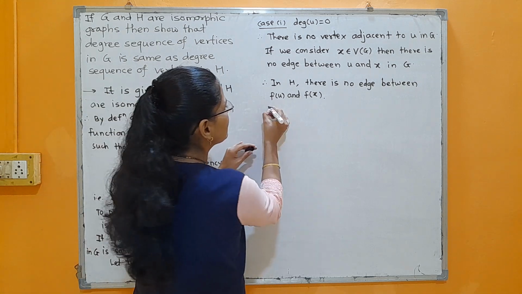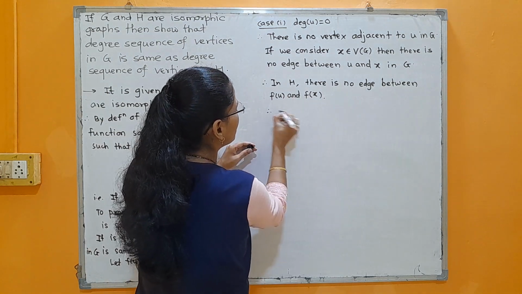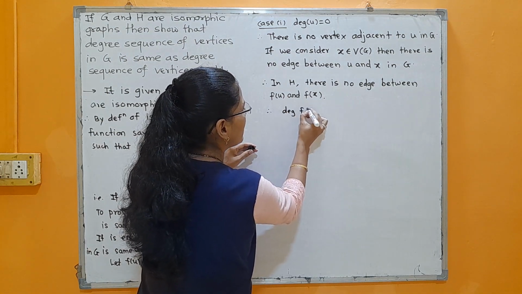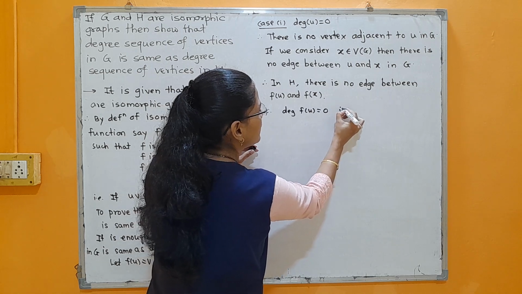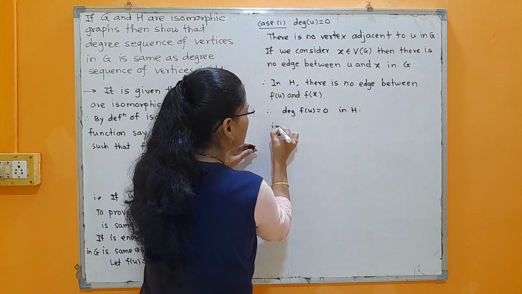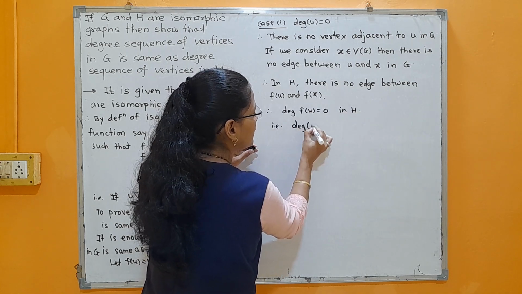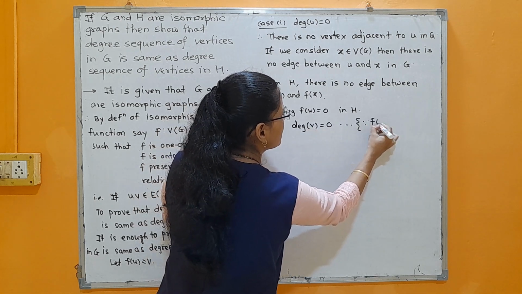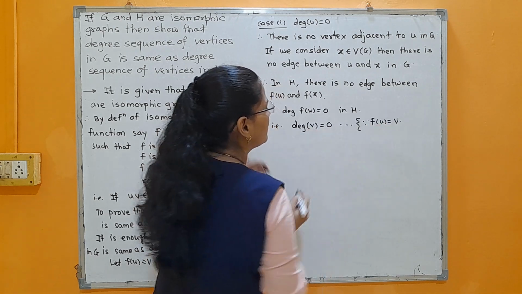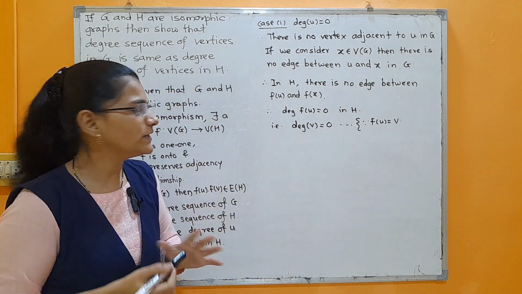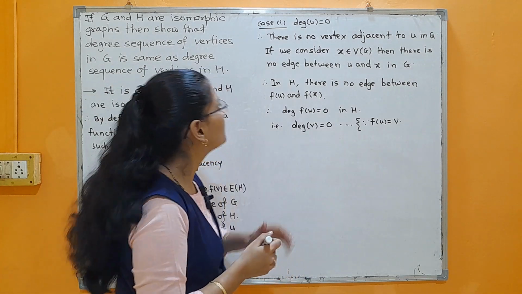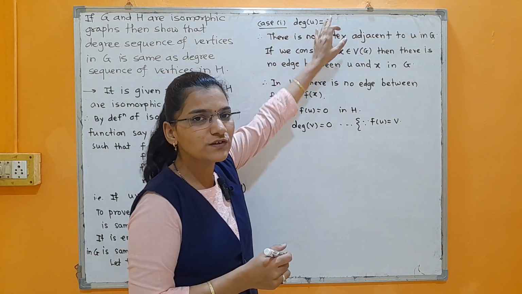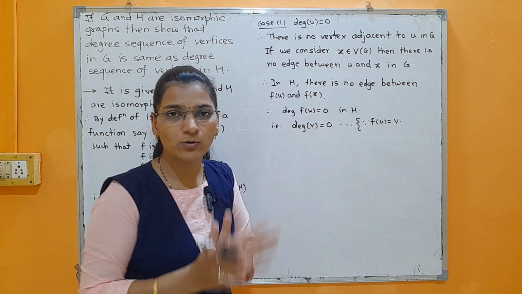So therefore degree of f of U is equal to 0 in H. And what is f of U? f of U is nothing but V. So degree of V is equal to 0. So when degree of U is equal to 0, degree of V is equal to 0, we have proved this.